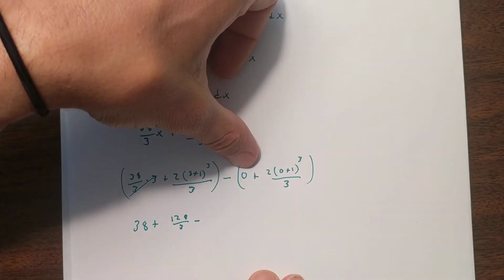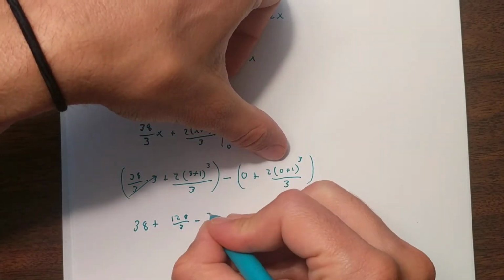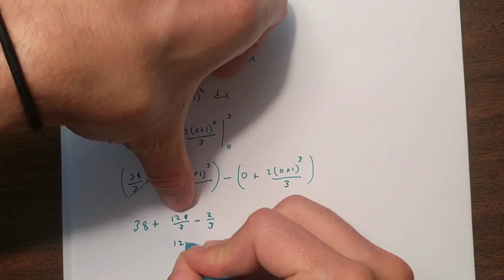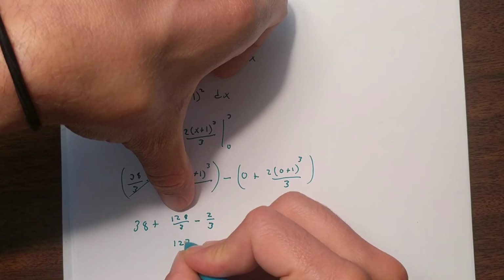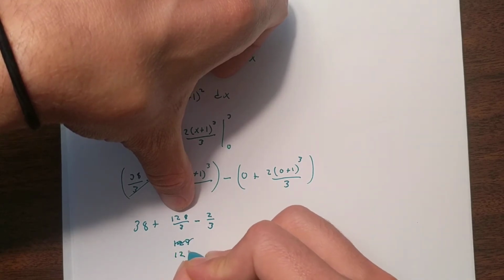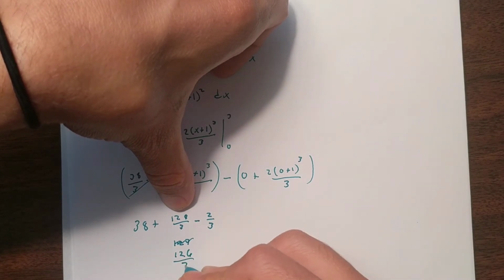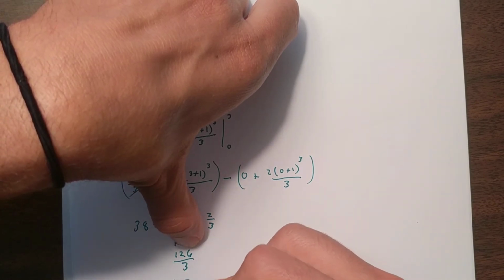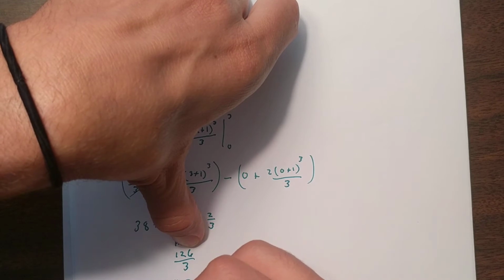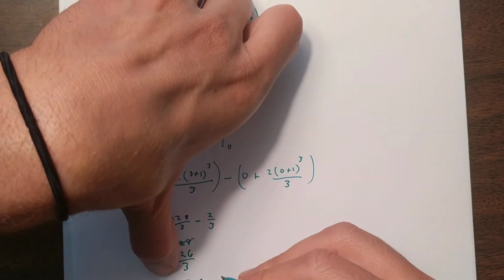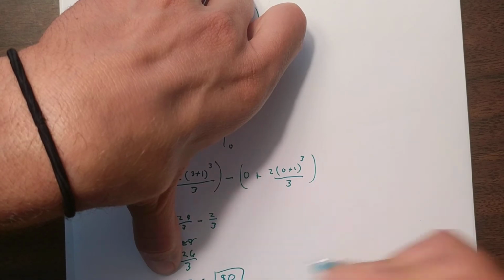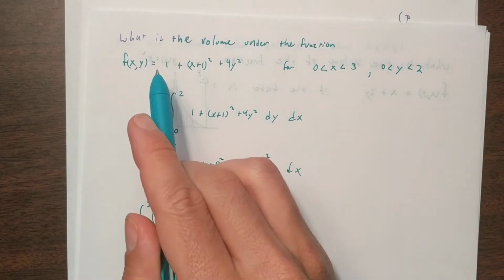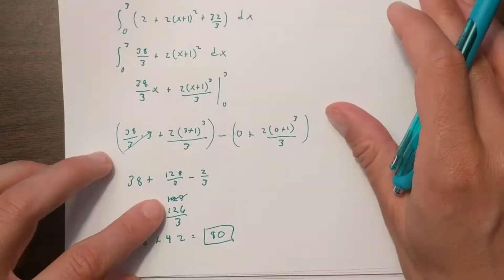Minus, this is just 0. This is 2 thirds. There you go. So minus 2 thirds gives me 126 thirds here, which is 42, right? So really we have 38 plus 42, which is 80. So the volume here, under this, between these things, is 80.